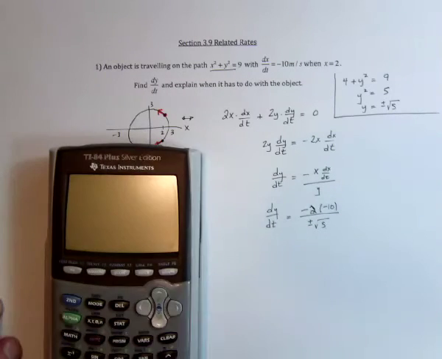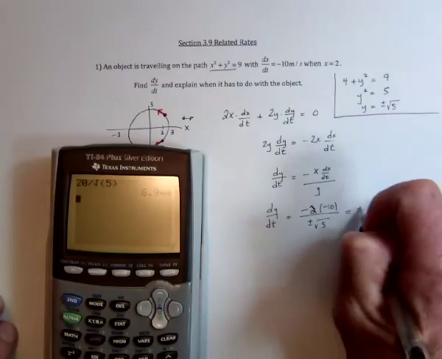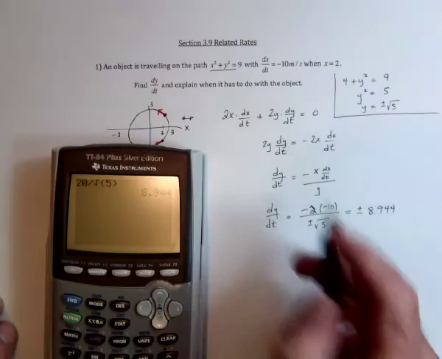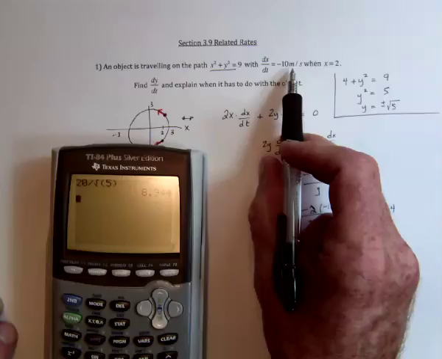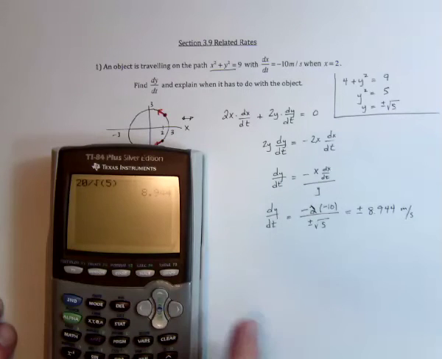So we'd have the number 20 divided by the square root of 5. So it could be positive or negative 8.944. So the units for the vertical or horizontal velocities are in meters per second.